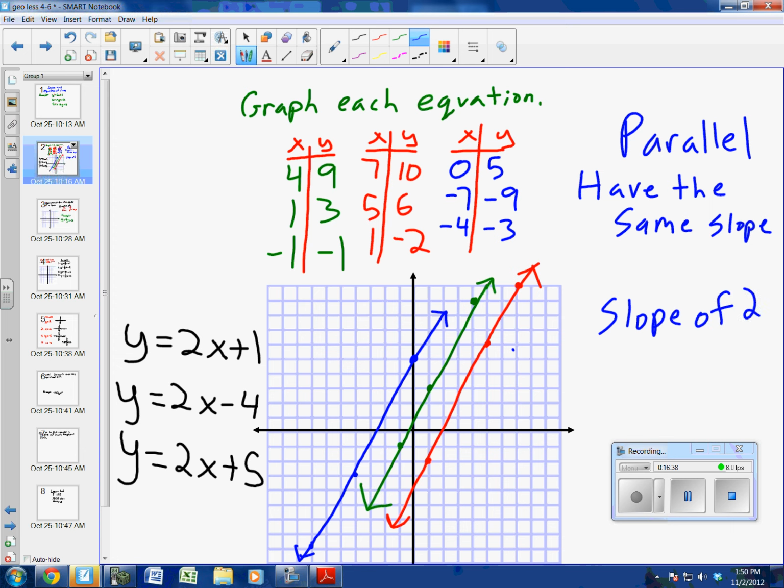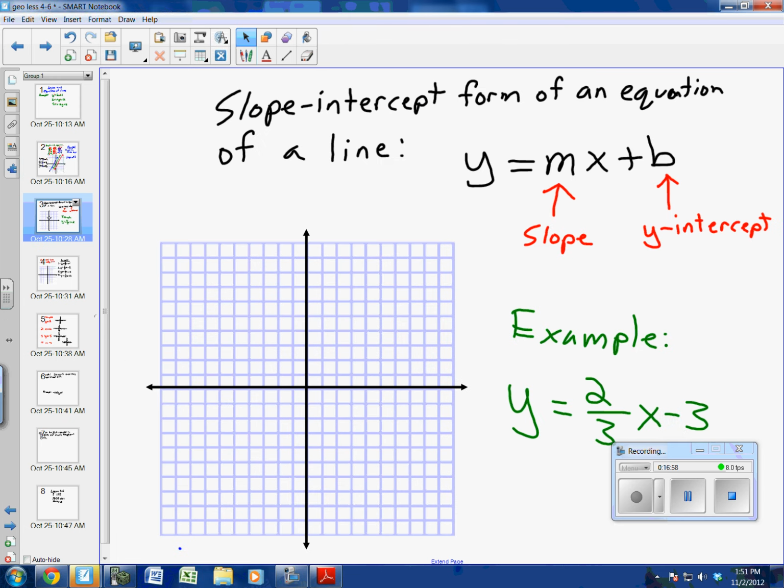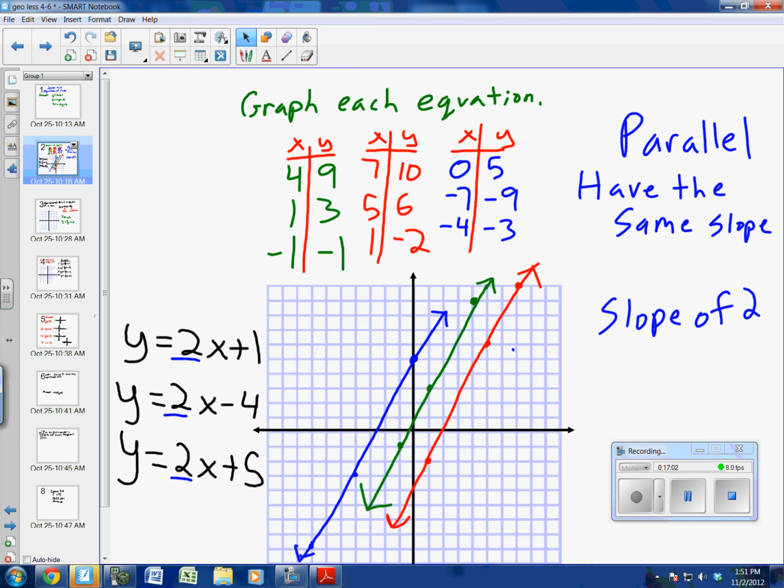Look at the equations. What do you notice? They all have 2x in them, right? Would it be safe to say that maybe that number that's in front of the x might be the slope? Yeah. Okay. Let's go to the next slide right here. Oh, wait. I've got to go back to this one. Yes, it would be safe to say that for each one of those, the number by the x is the slope.